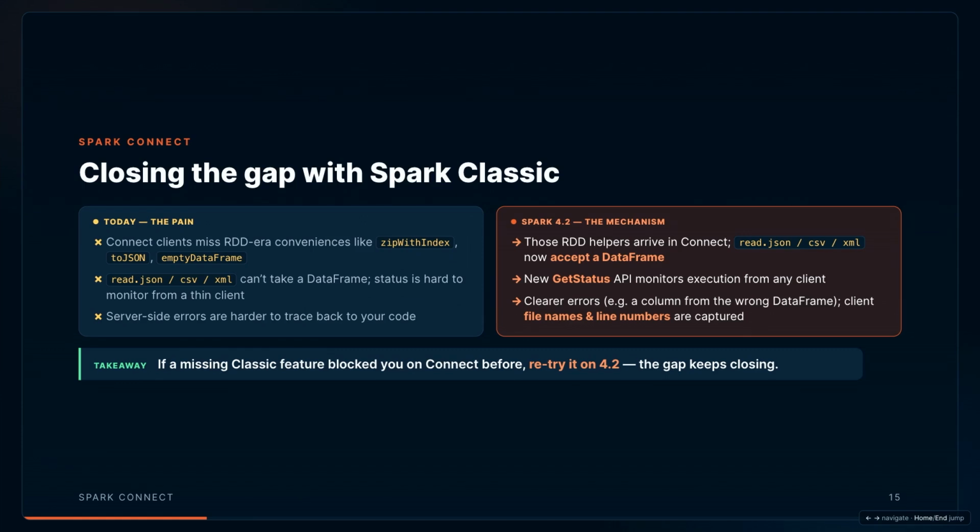In 4.2, we keep closing the gap with the classic driver. Old RDD helpers come to Connect: zipWithIndex, toJSON, empty DataFrame, and the read.json, CSV, XML can take a DataFrame. So there's a new data status API, and the errors are cleaner. For example, when you use a column from the wrong DataFrame, the client shows names and the line number. So debugging becomes easier.